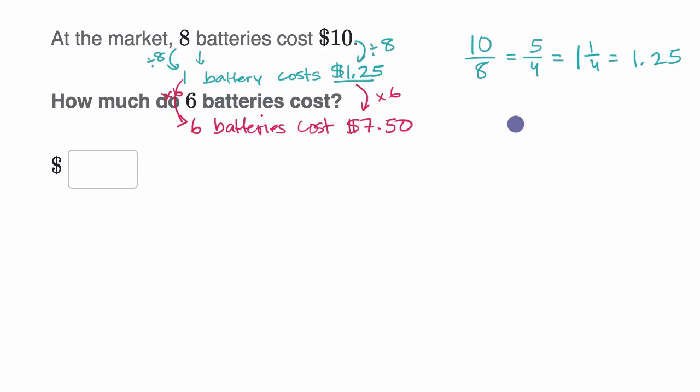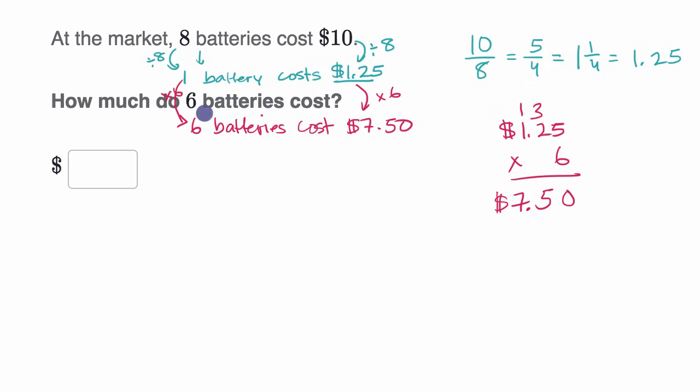And just to make sure the math I just did was right, let's multiply $1.25 times 6. 6 times 5 is 30. 6 times 2 is 12, plus 3 is 15. 6 times 1 is 6, plus 1 is 7. And we have a total of 2 digits behind the decimal. So there you have it. You have $7.50.